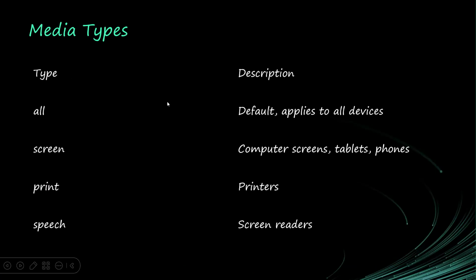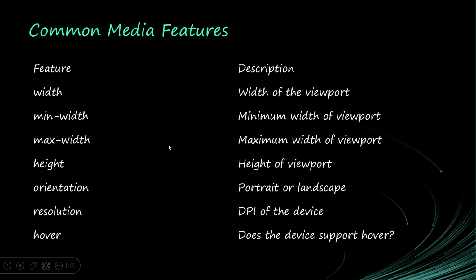So these are the different types. If you want to apply to all the media types, you can say all, but you can go with screen. That covers computer screens and tablets, and it is the one we are designing for. Another one is print, that's for printers. Another one is speech. But we are more concentrated on screen, and that's the default. We also have features like width, min width, max width, height, orientation.